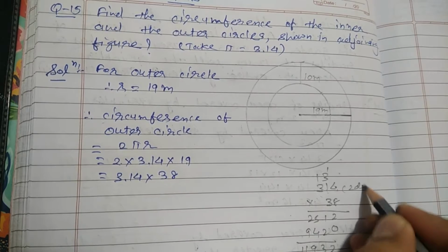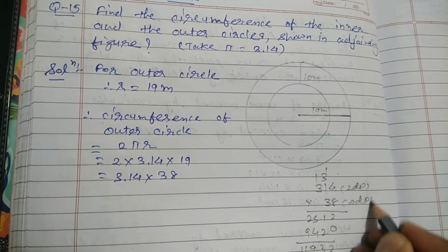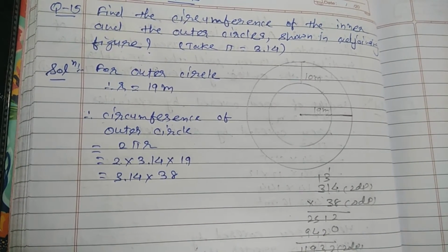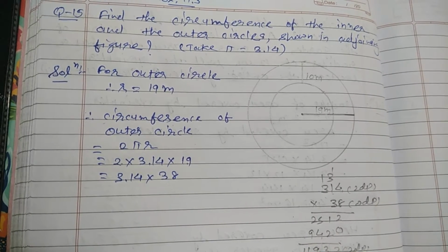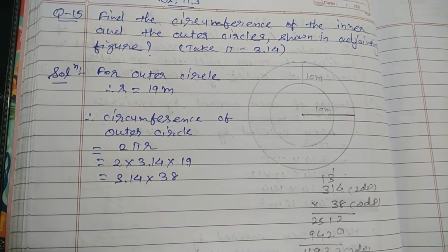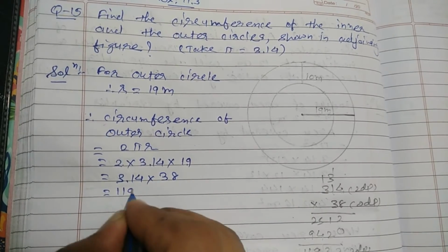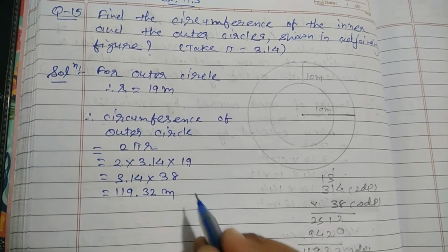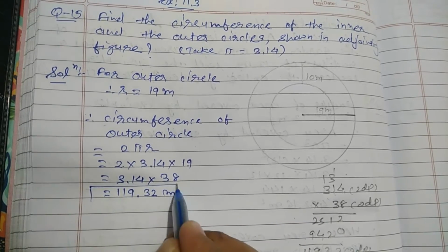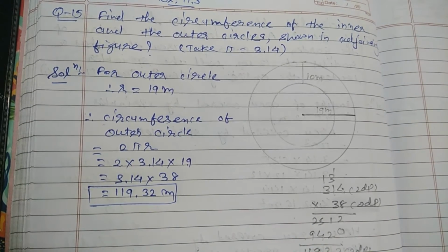Here 2 decimal places are there, and here 0 decimal places, 2 plus 0. So our answer will come in 2 decimal places. Before 3 2, our decimal point will come. So therefore our answer is 119.32. It is circumference, so the unit is meter. So we have found the circumference of the outer circle.